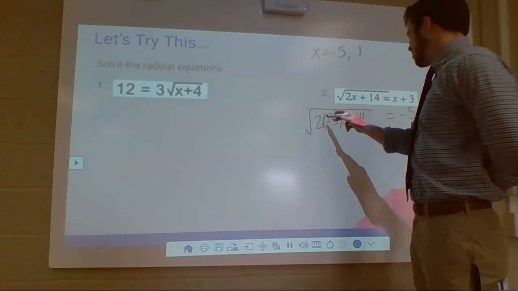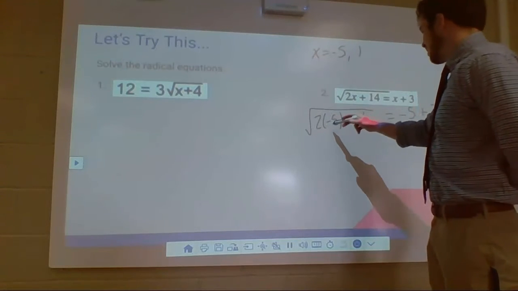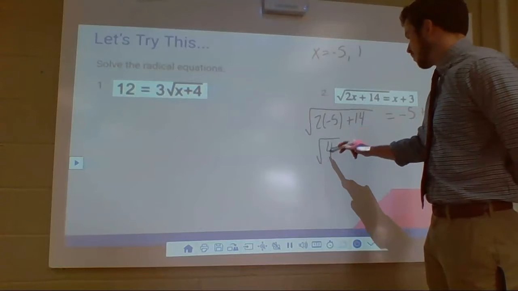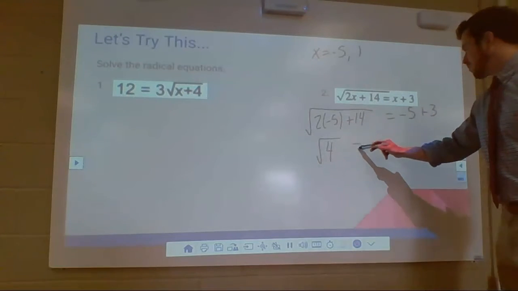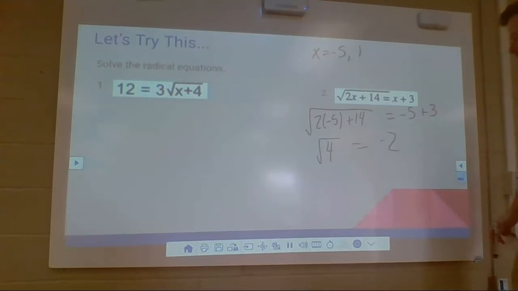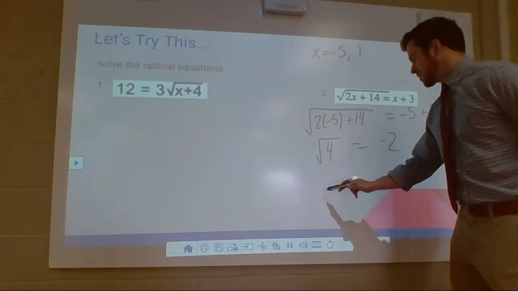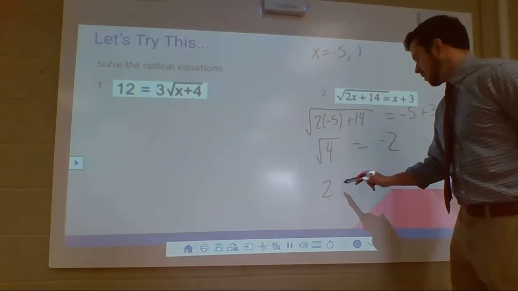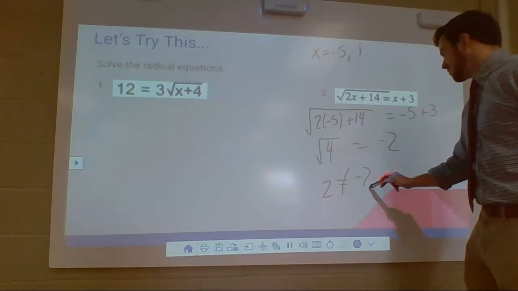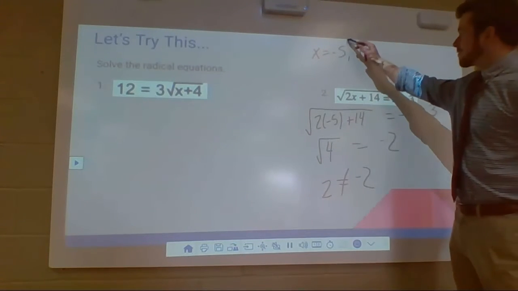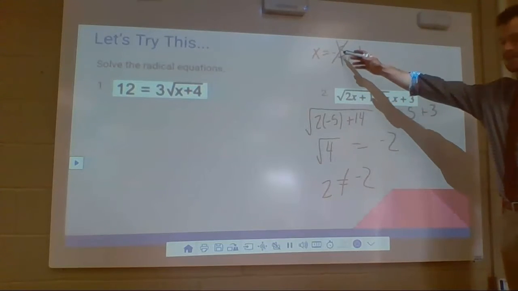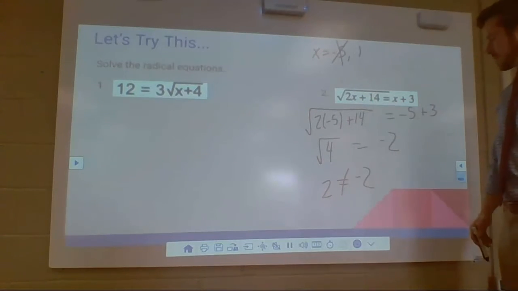So we're going to get 2 times negative 5 is a negative 10. Negative 10 plus 14, that is 4. So we get the square root of 4 equals, and then negative 5 plus 3, that's negative 2. Well, square root of 4 is positive 2. And that does not equal negative 2. So we have to throw out negative 5 as a solution. That would be an extraneous solution. Negative 5 is an extraneous solution.